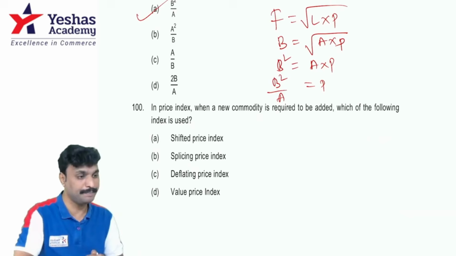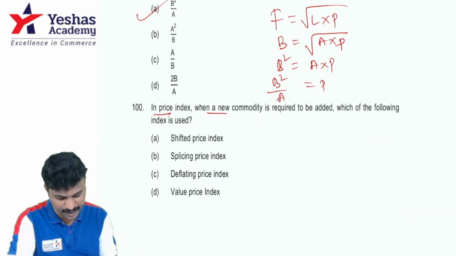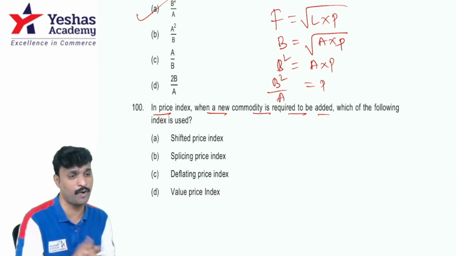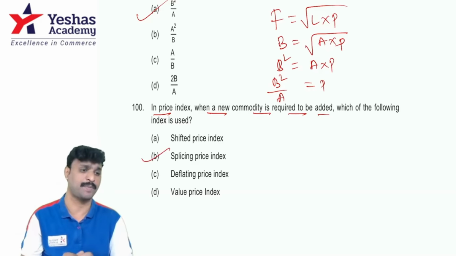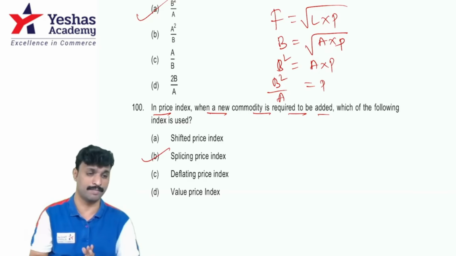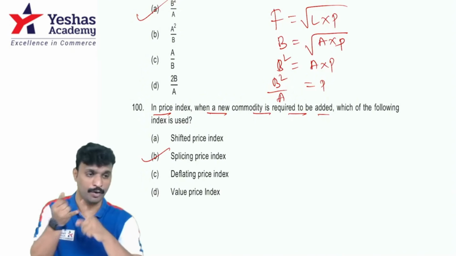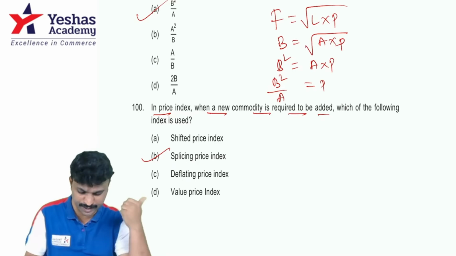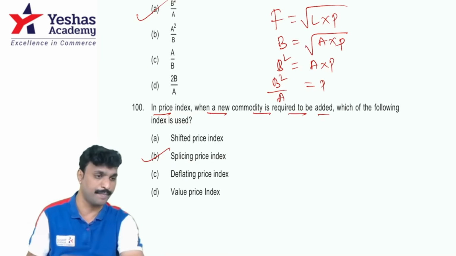There's the last question. In price index, when a new commodity is required to be added, which of the following index is used? It is splicing of index number. If you want to construct a single continuous series when two series of index numbers are given, you have to use splicing. And also when you want to add a new commodity into the existing list of commodities, you have to do what? Splicing of price index.